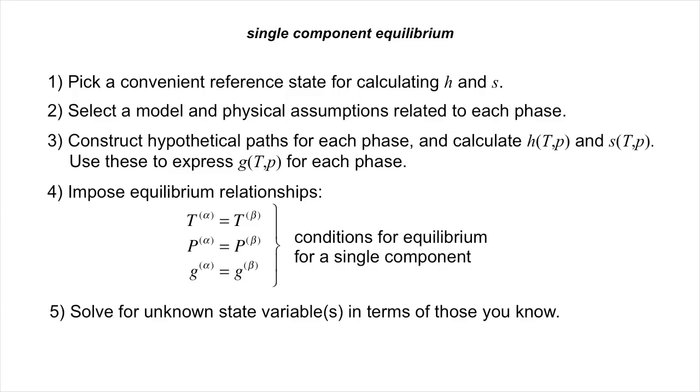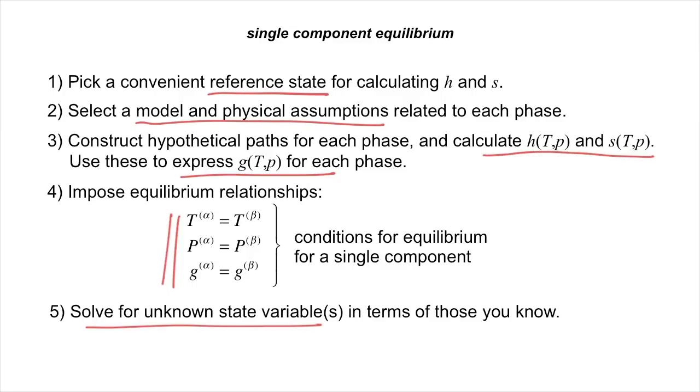This all leads to a general prescription, shown here, for formulating problems involving phase equilibrium with a single component. Although not all of the following steps are necessary in every problem, you can think of this as a checklist for all the elements that need to be in place in some way. First, to define Gibbs free energy, we need to directly or indirectly define a reference state for enthalpy and entropy. We then need a set of physical assumptions or models describing each phase. For example, it's an ideal gas, an incompressible solid, or a fluid obeying a particular equation of state. Third, we must construct a representation of H and S versus temperature and pressure in each phase individually, so that we can express G versus temperature and pressure in each phase. Finally, by imposing the conditions of equilibrium, we can solve for unknown state variables in terms of quantities we know or wish to specify.